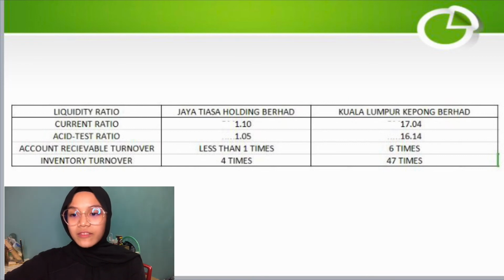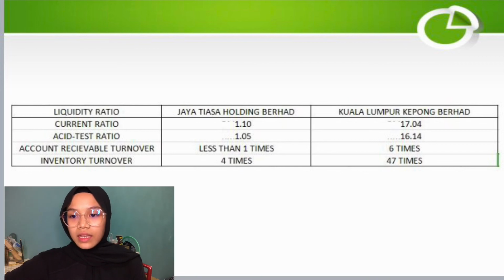Furthermore, accounts receivable turnover is the number of times per year that a business collects its average accounts receivable. In this situation, KLK Berhad is still higher than Jaya Tiasa Holding Berhad, since in the year 2020 Jaya Tiasa Holding Berhad was facing a net loss, so their accounts receivable turnover is low. KLK Berhad's accounts receivable turnover is in a good position. It shows that they enjoy a high-quality customer base that is able to pay their debts quickly.